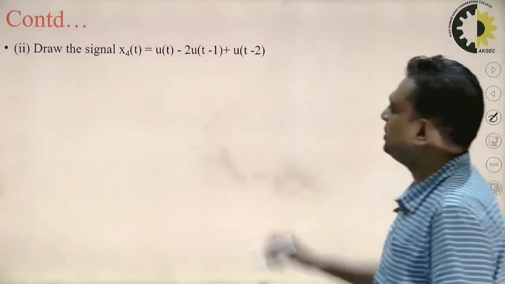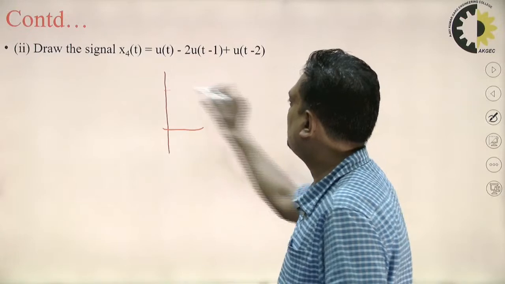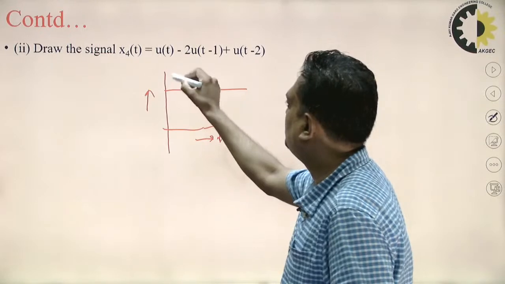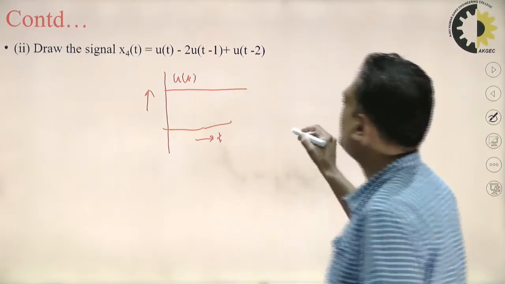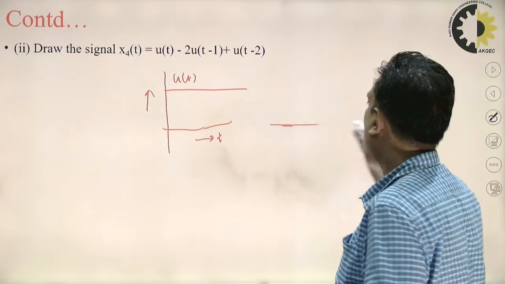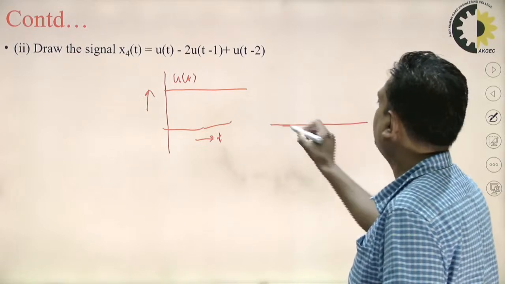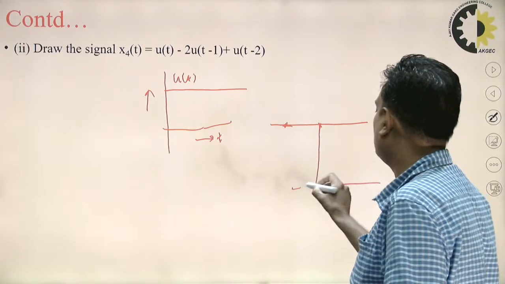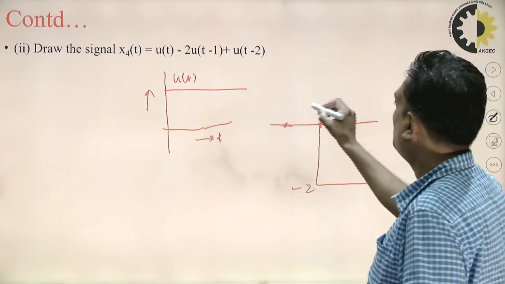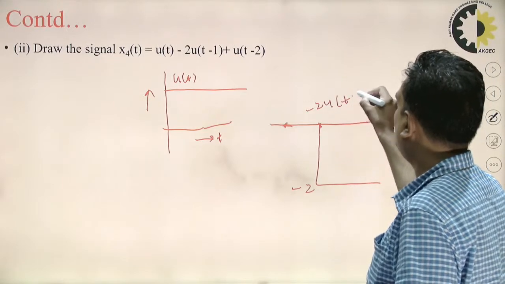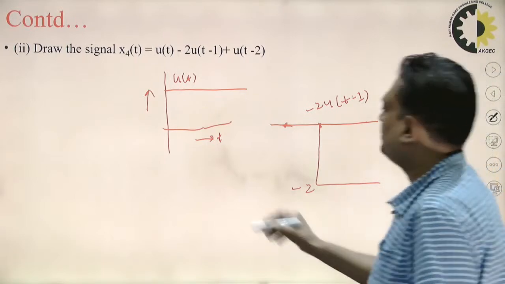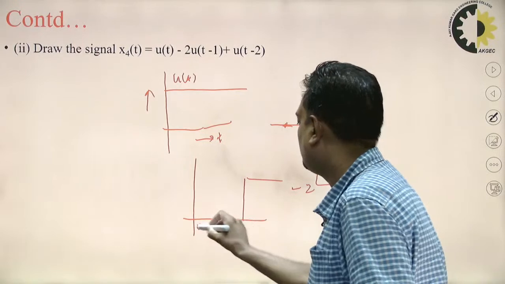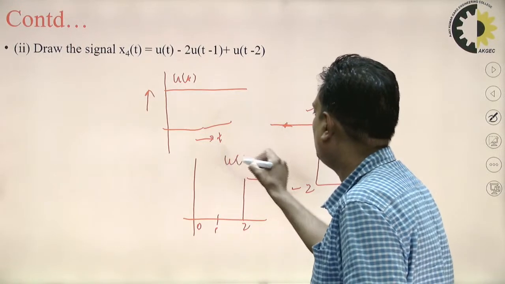We can take this question: x(t) equals u(t) minus 2u(t-1) plus u(t-2). So this is basically u(t). Then u(t-1) with a minus 2 sign means this magnitude is -2, so this is -2u(t-1). And this is u(t-2), at 0, 1, 2.